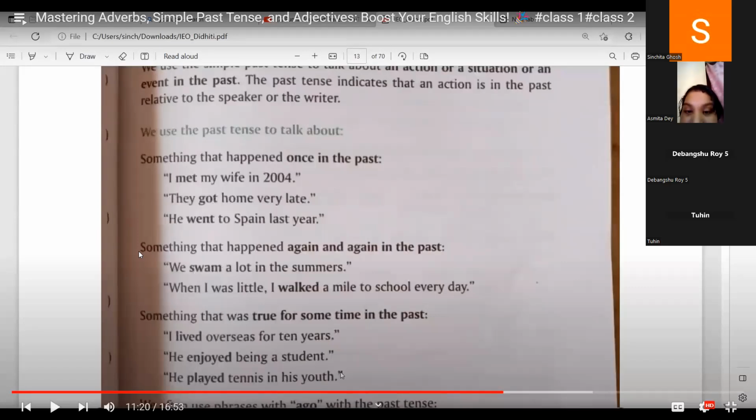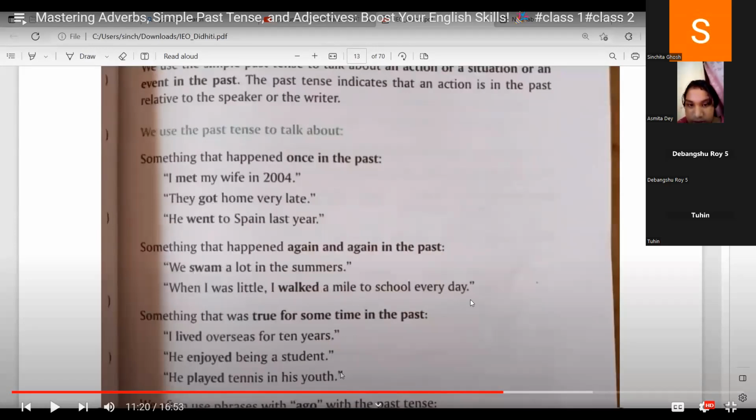Something that happened again and again in the past. We swam a lot in the summers. When I was little, I walked a mile to school every day. Very good. Excellent. So when do we use the simple past tense?